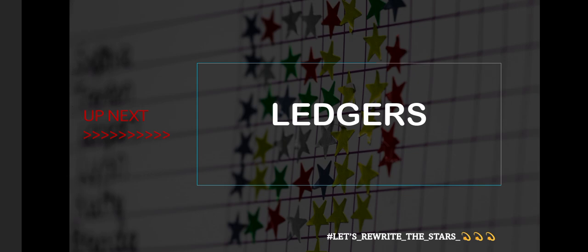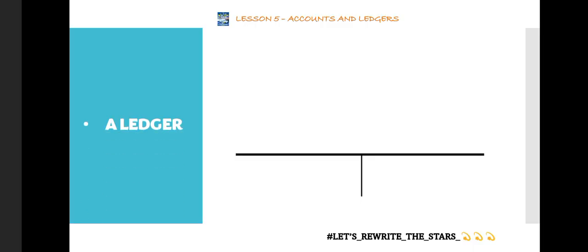Okay, so welcome back to the second session of the accounts and ledger topic. So here we are treating the ledgers and then the types of ledgers. So to begin with, what is a ledger?